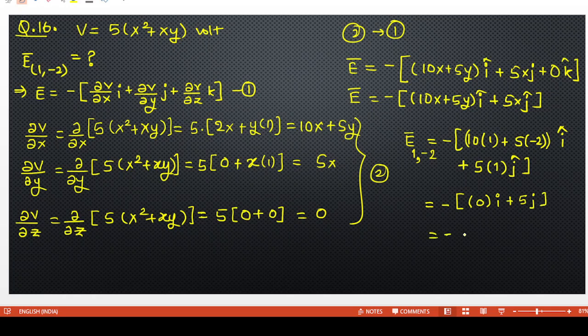There are many minus signs and many brackets. Do that calculation carefully. So answer is minus 5 j cap. This is electric field at that particular point.